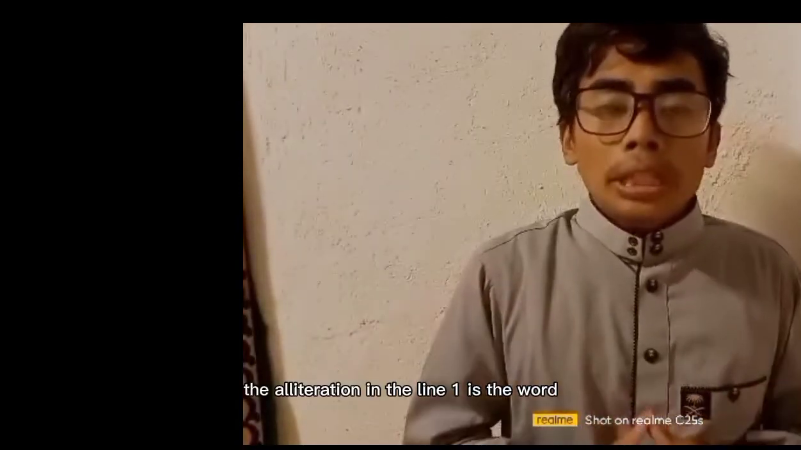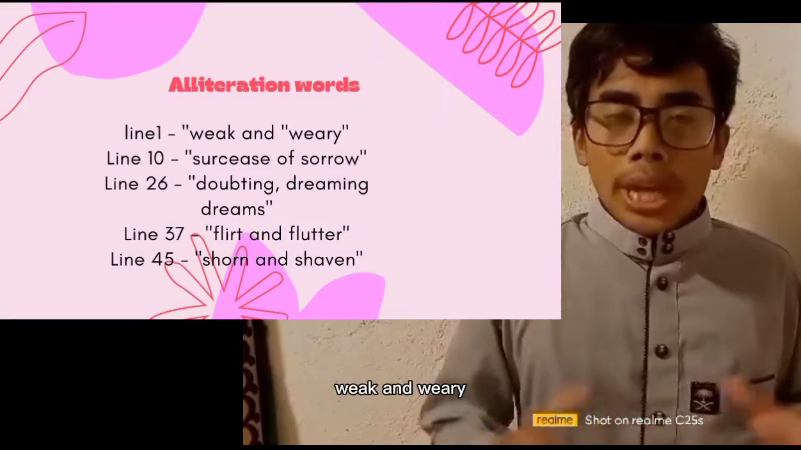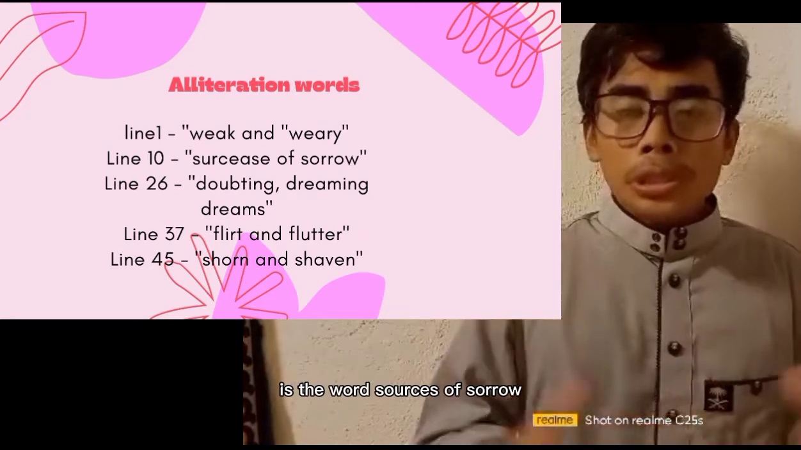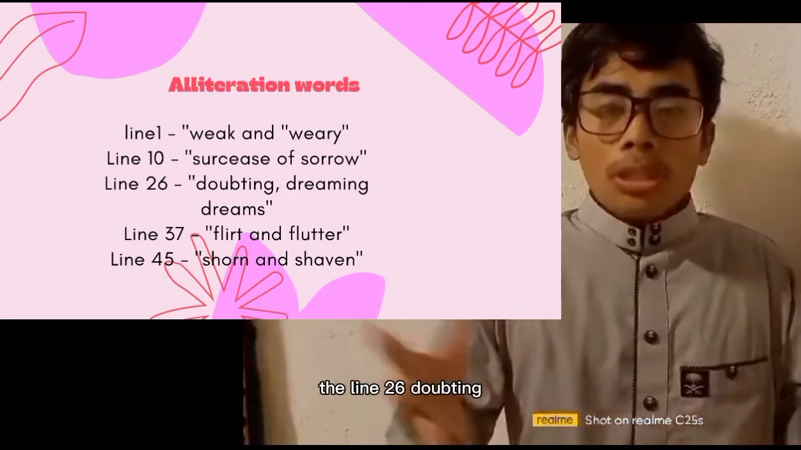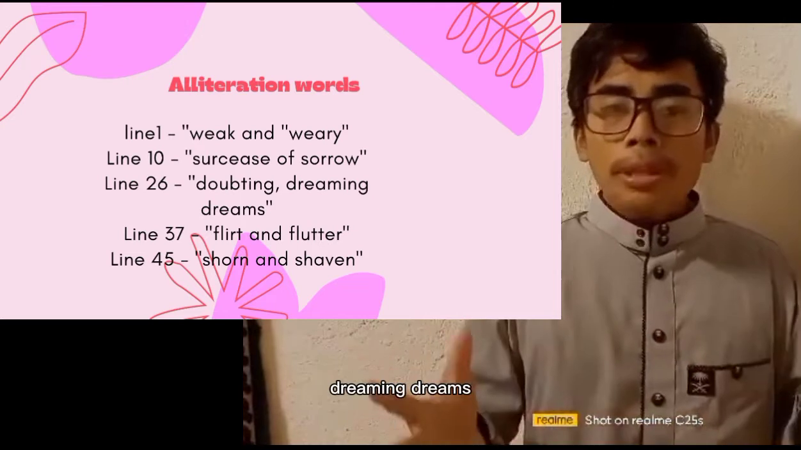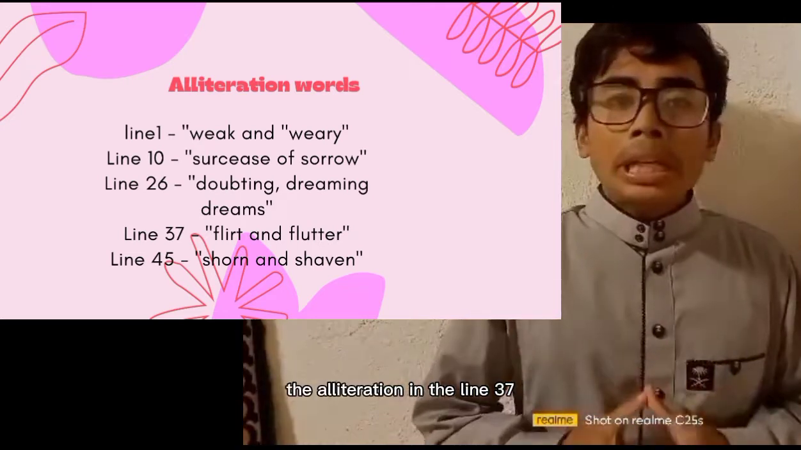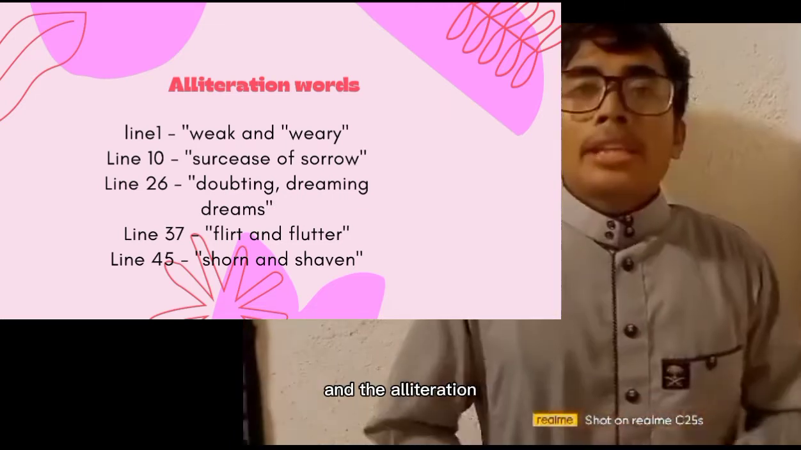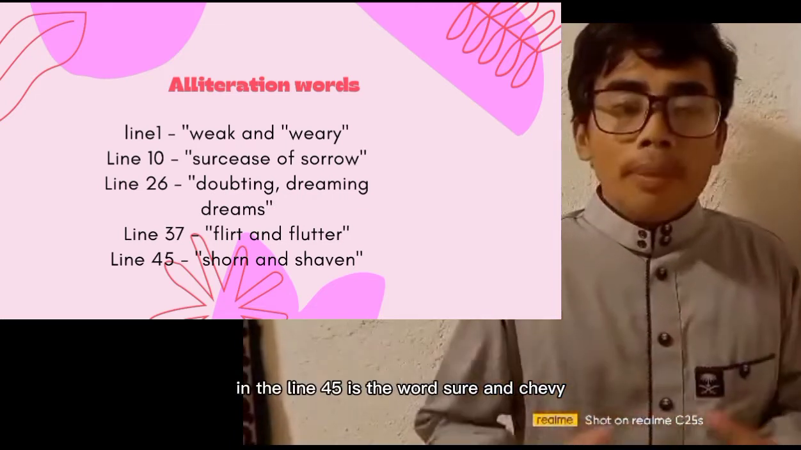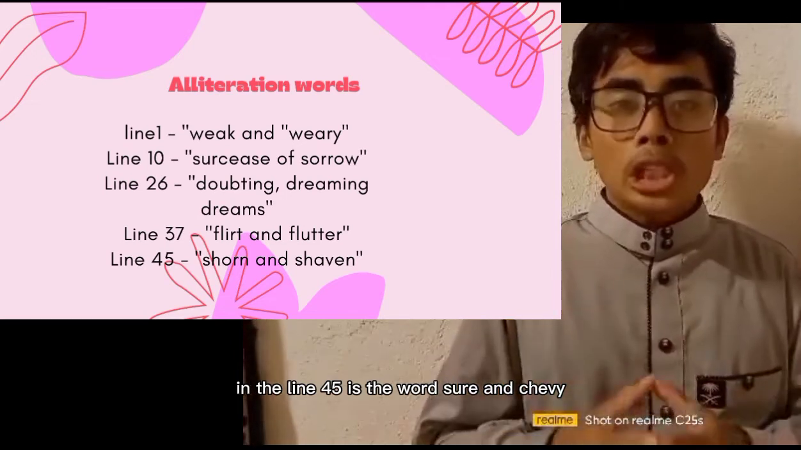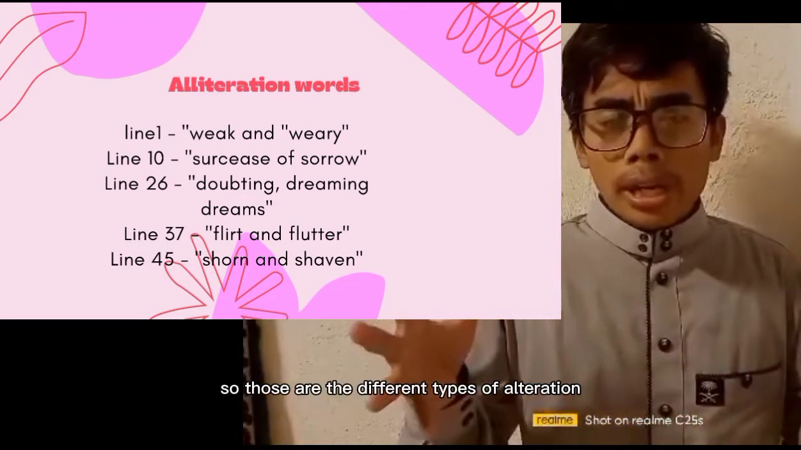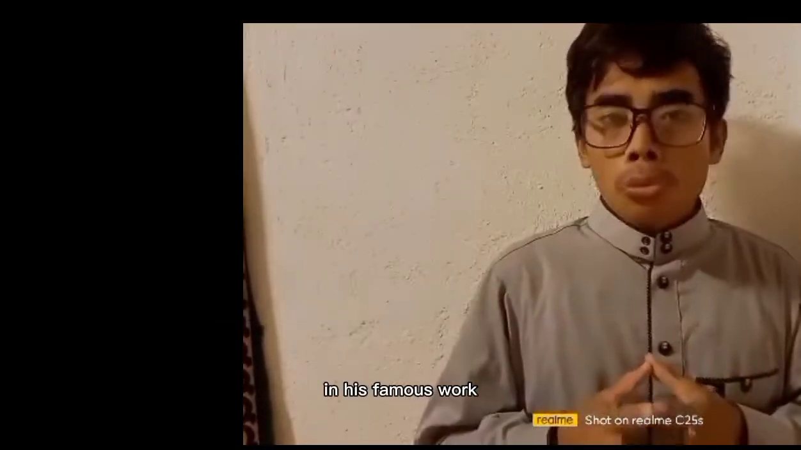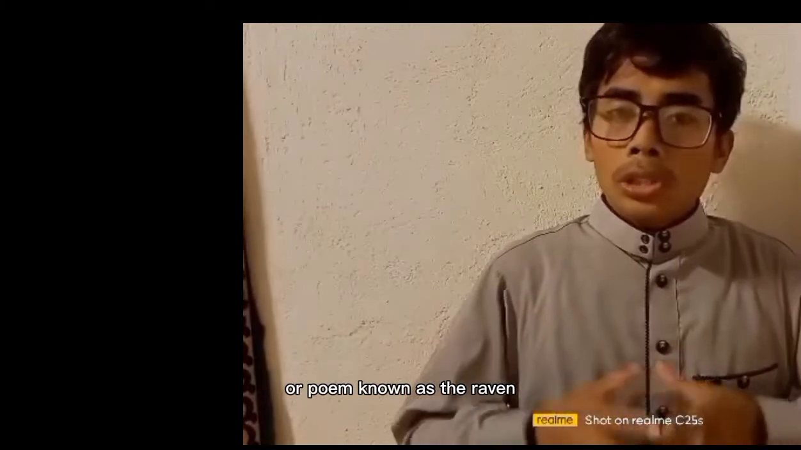The alliteration in line 1 is the words weak and weary. The alliteration in line 10 is the words sources of sorrow. In line 26, doubting, dreaming, dreams. The alliteration in line 37, the words flirt and flutter. And the alliteration in line 45 is the words sure and shaven. So those are the different types of alliteration in his famous work, the poem known as The Raven.